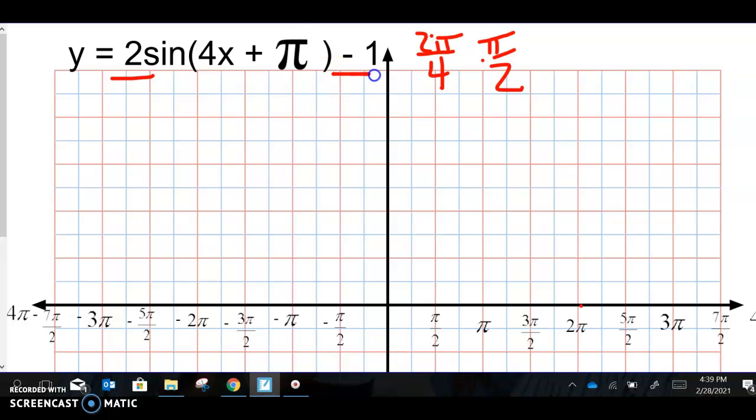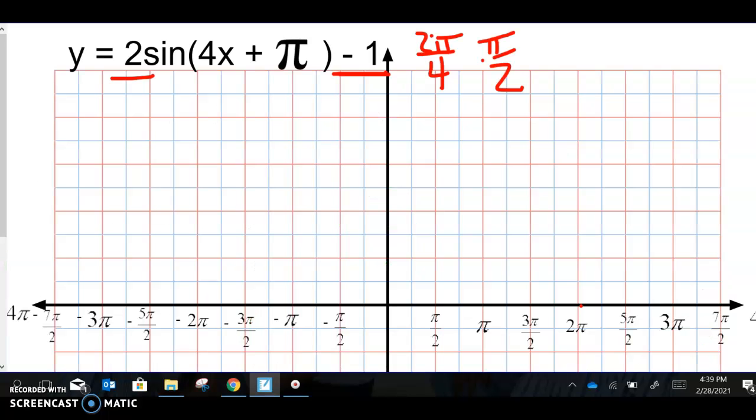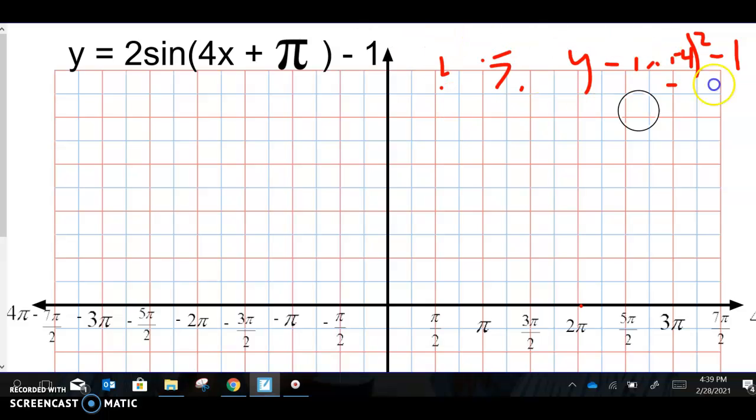We didn't have a c before. This is my c. It's plus -1. Back here, we said c plus, well, we have -1 plus this thing. It's written differently. The -1 is on this side instead of over here, but wherever that is, it's going to be shifted down 1. Just like if we had y equals x plus 4 squared minus 1, it'd be shifted to the left 4 and down 1. It's the same idea here.